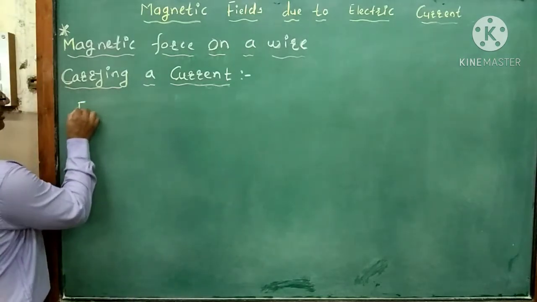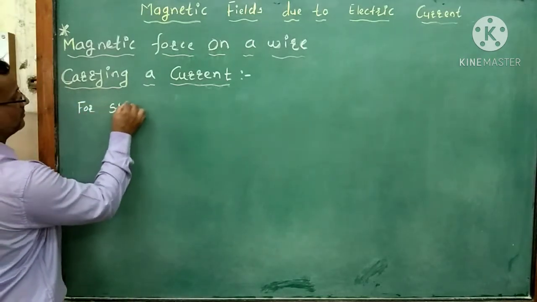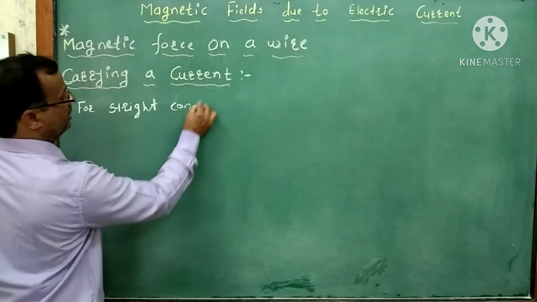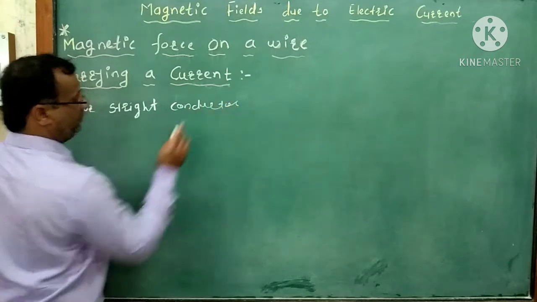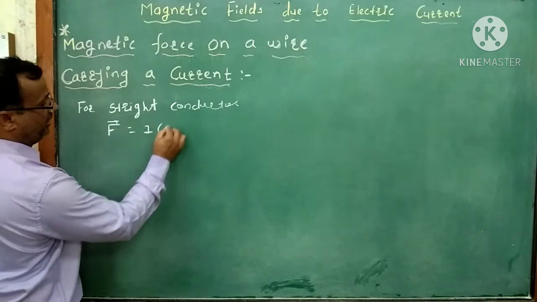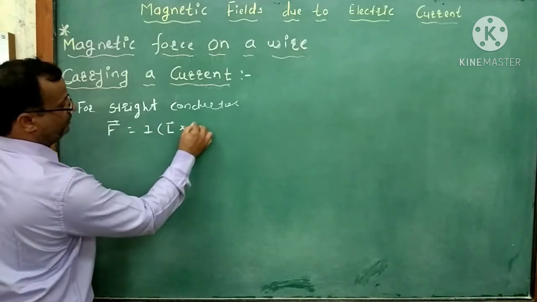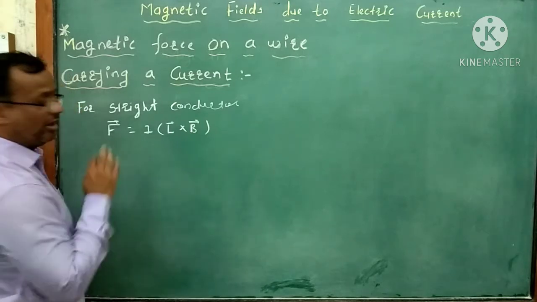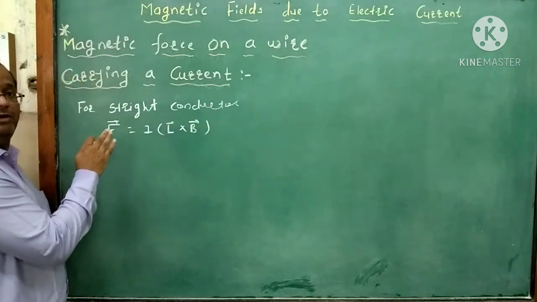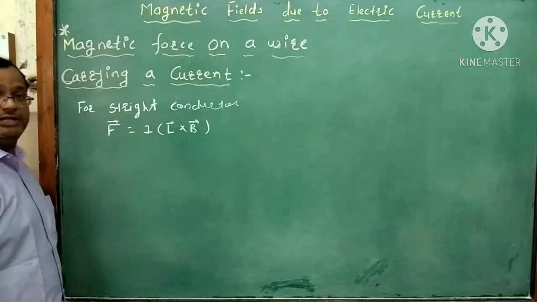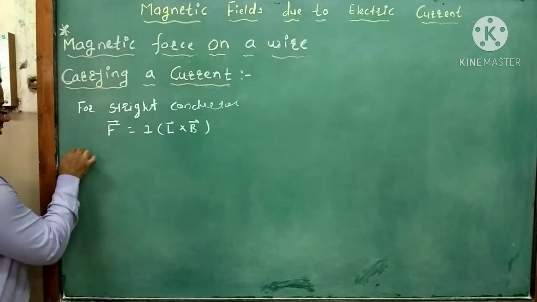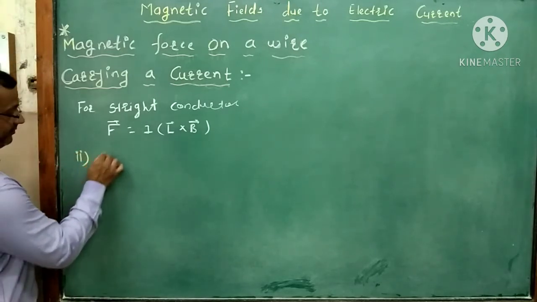For a straight conductor, what is the equation of force? F is equal to I into L cross B. Right? This will be the equation of the force for the straight conductor. Now we want to see the second case, for the arbitrary shape of the conductor.